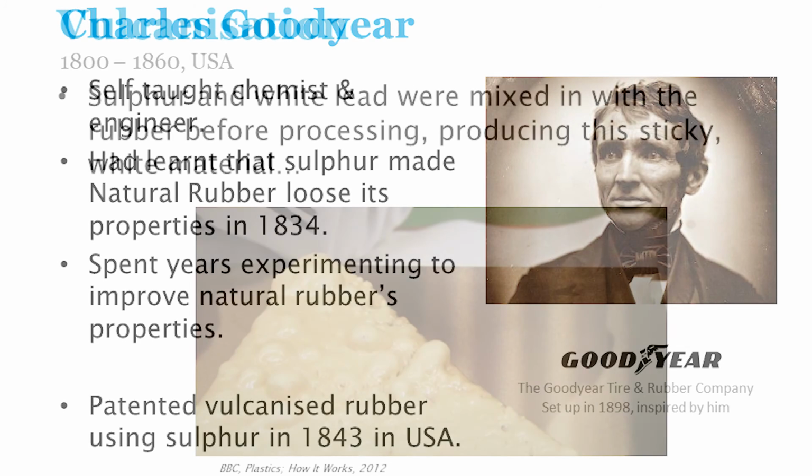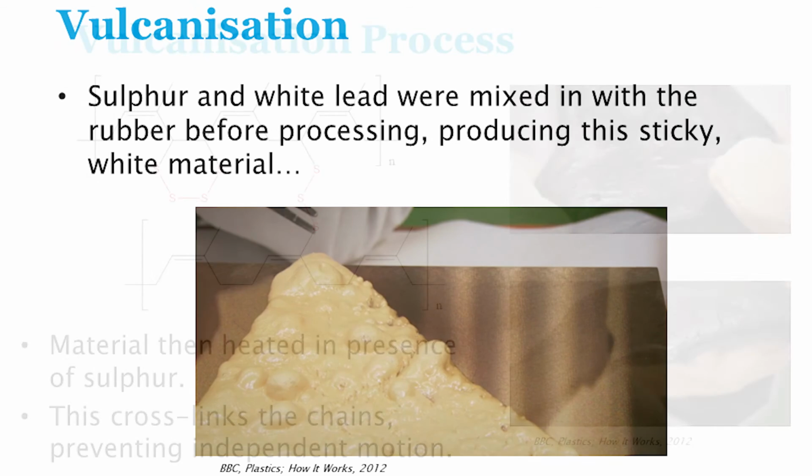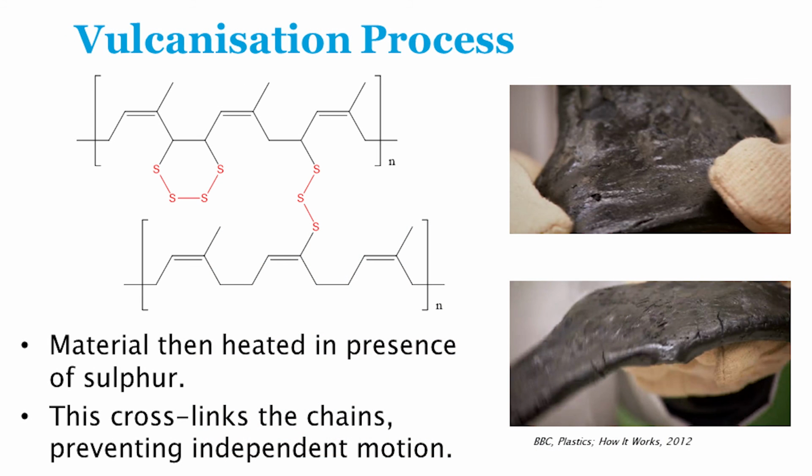What they were both doing was mixing sulfur and white lead with the natural rubber before processing, which produced this sticky white material. Chemically, we now know that that's the introduction of these sulfur bonds, which form either interpolymer, so that means they go across one point to another point in the same polymer chain, or intrapolymer, so they link the two different strands together.